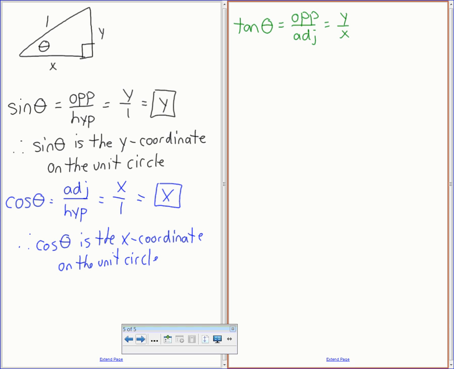And I'm going to just write this right now. Hopefully you're feeling good about this. Sine is y, cos is x, tan is y over x. When you go back to grade 9, what does y over x mean? What does delta y over delta x mean in grade 9? Slope. Good.